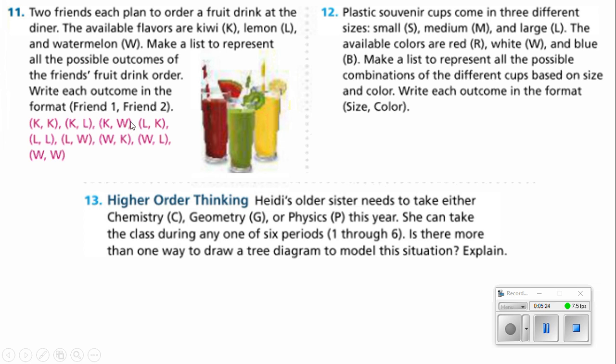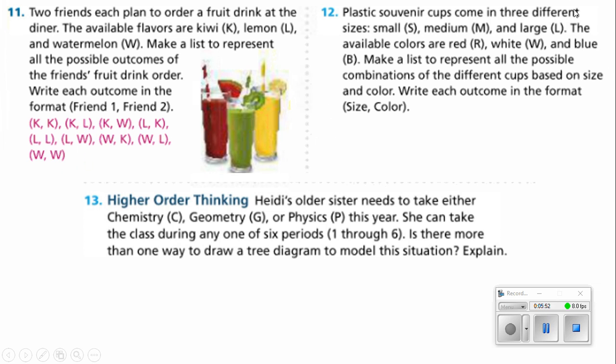Then we could say that the first one, maybe he ordered lemon, and the second one could order kiwi, lemon, or watermelon. The last combination would be that the first friend ordered watermelon, and then the second one ordered kiwi, lemon, or watermelon. That's going to give us 9, or 3 times 3, right? 1, 2, 3, 4, 5, 6, 7, 8, 9.